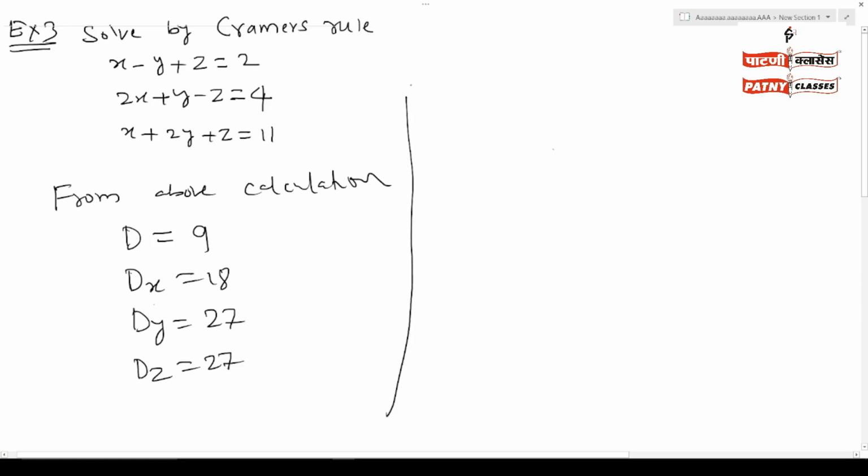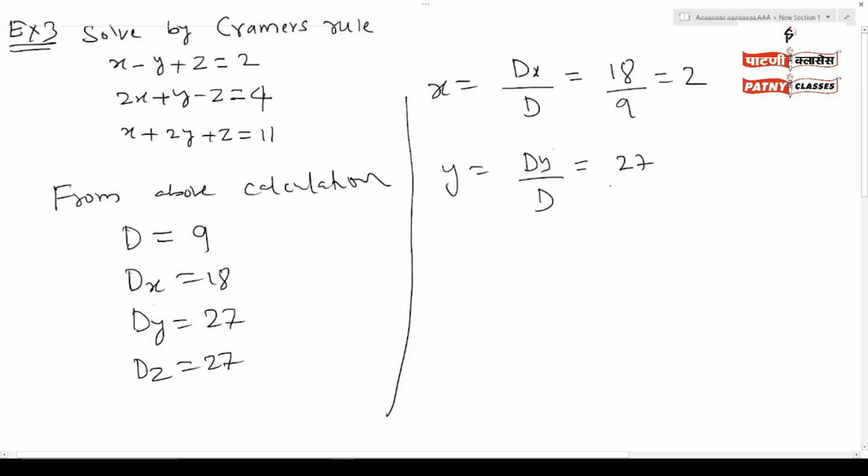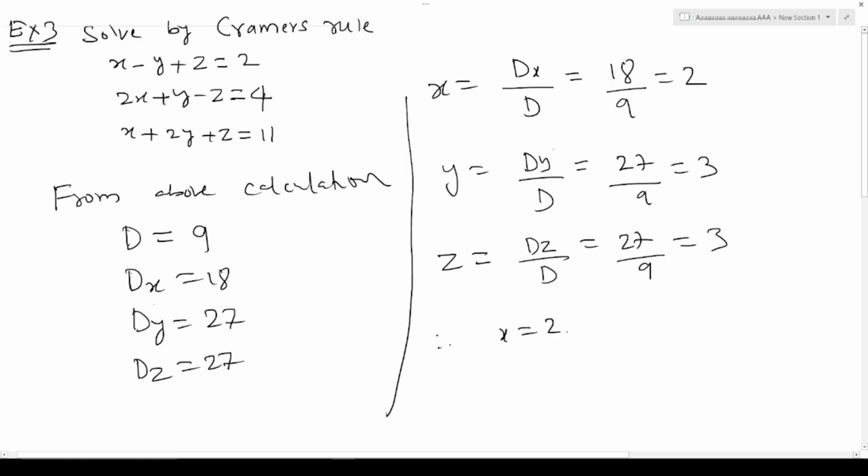Now we have to apply Cramer's rule. What is Cramer's rule? x equals dx upon d, that is 18 upon 9 equals 2, and y equals dy upon d equals 27 upon 9 equals 3, z equals dz upon d equals 27 upon 9 equals 3. Therefore, x equals 2, y equals 3, z equals 3. This is the required solution.